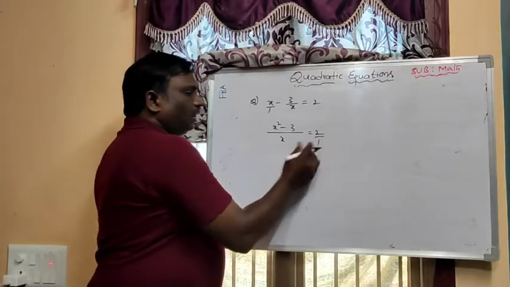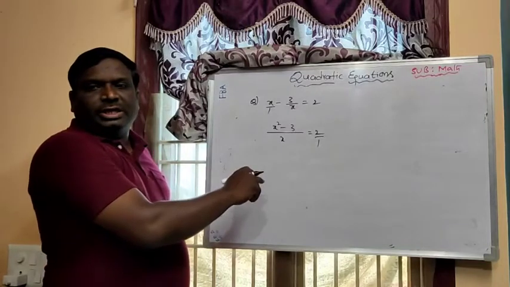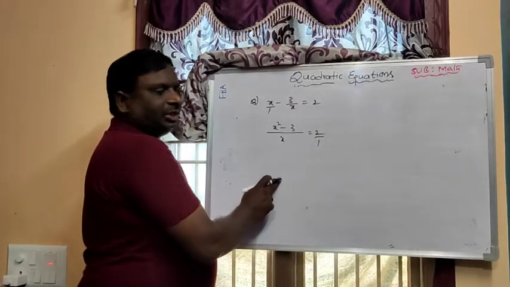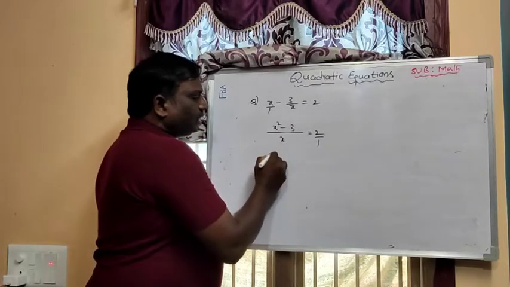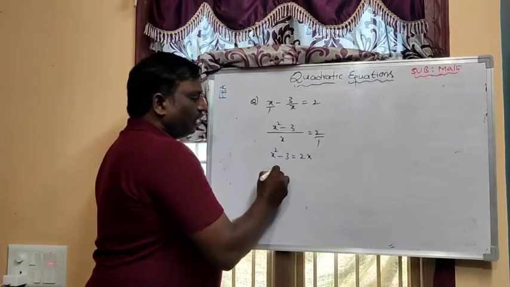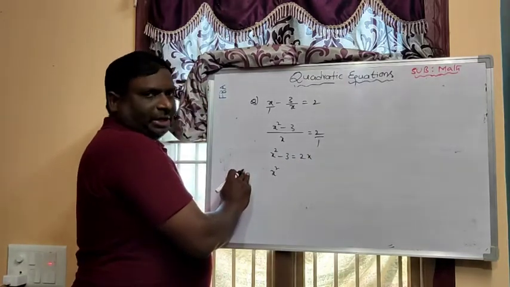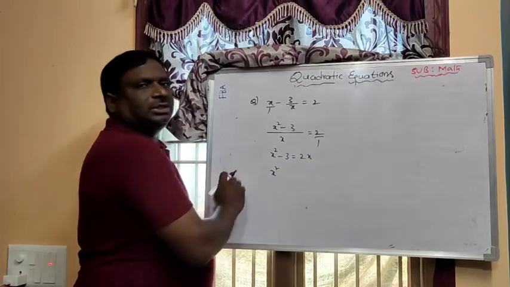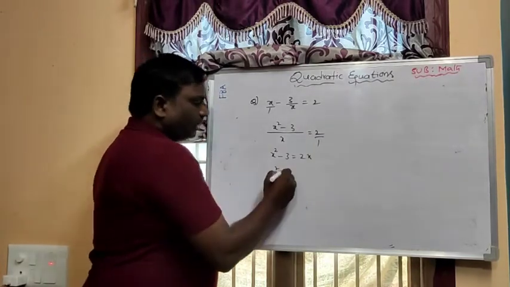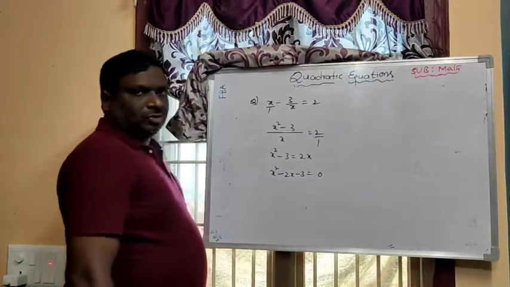So this is total one fraction, this is another fraction. In between two fractions there is an equal to sign. In this case, do the cross multiplication. x square minus 3 into 1, x square minus 3 equal to 2x. So now x square and 2x are here. When you take this to the other side, it will become minus 2x. Why are we taking it to this side? The general form of a quadratic equation has 0 on the right hand side. That's why x square minus 2x minus 3 equal to 0.